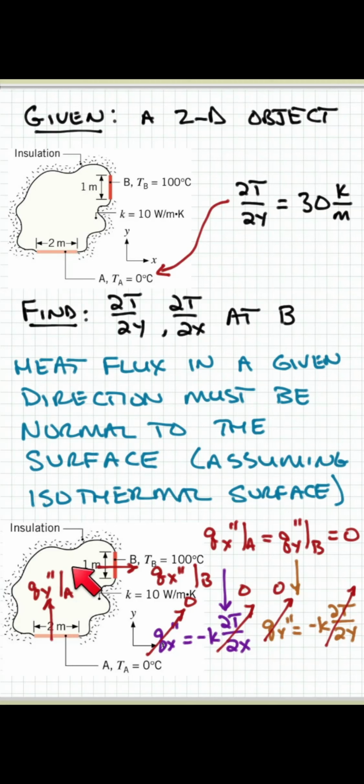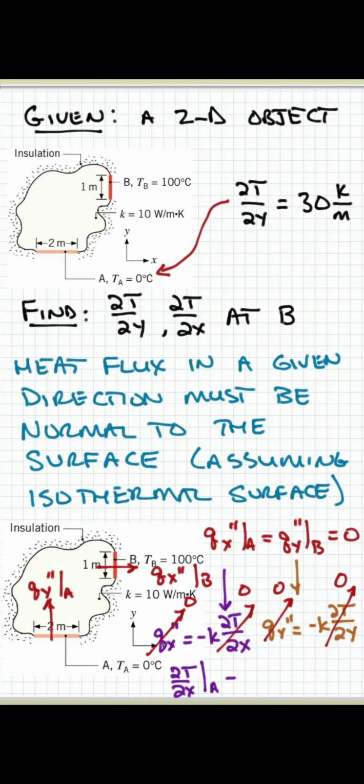Similarly, at surface B, since we know that the only direction for heat flow is in the x direction, the y component of the heat flow is 0. Therefore, the temperature gradient in the y direction is 0. There can be no driving force for heat flow because there's no component of heat flow in the y direction that passes through this surface.